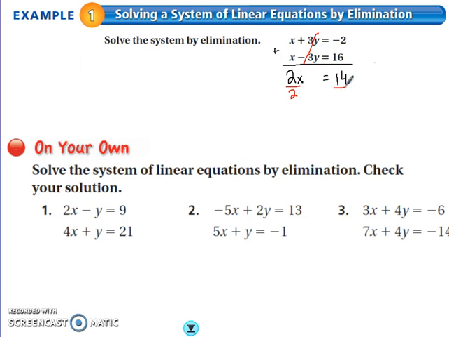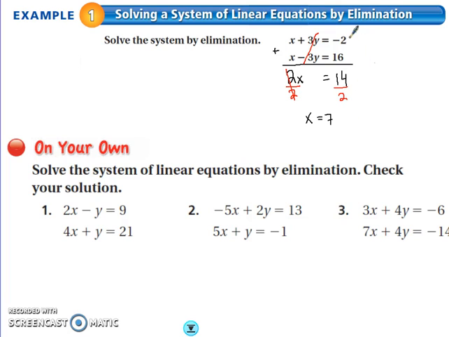Dividing by 2, I find that x is equal to 7. Now, of course, we're not done yet because we're looking for the point of intersection, and a point has an x and a y value. So I need to find the x and the y value where these equations cross.